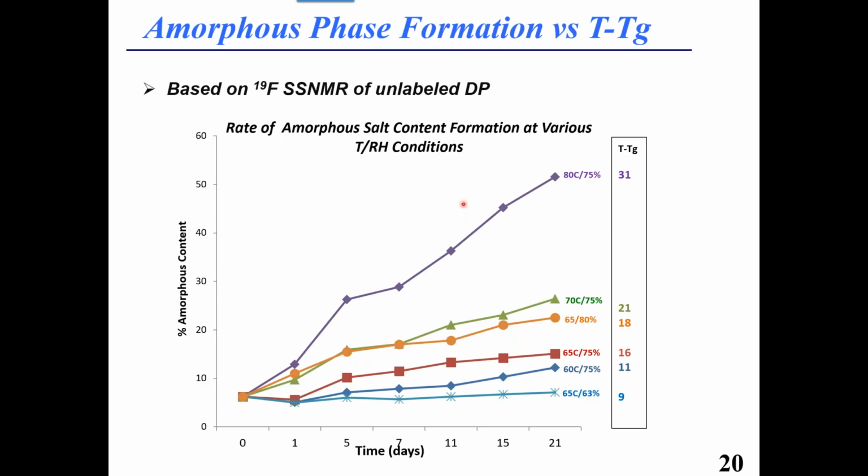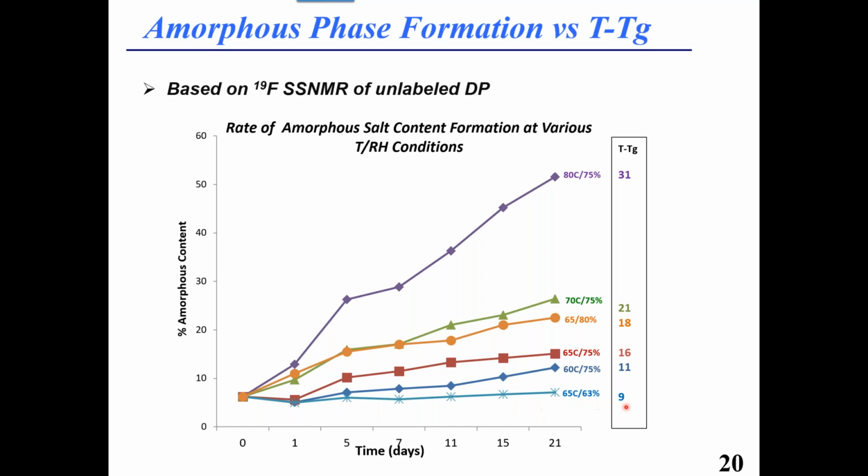So this is how we know that the crystalline salt really dissolves into polymer. We used this unlabeled drug product and used fluorine NMR to quantify the total amount of amorphous phase, which is plotted here. So this is time and total amount of amorphous content at these different stress conditions. Again, these are unlabeled drug, those are the authentic late stage development drug products, stressed at these conditions.